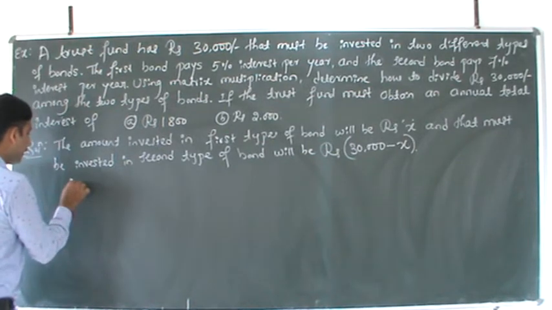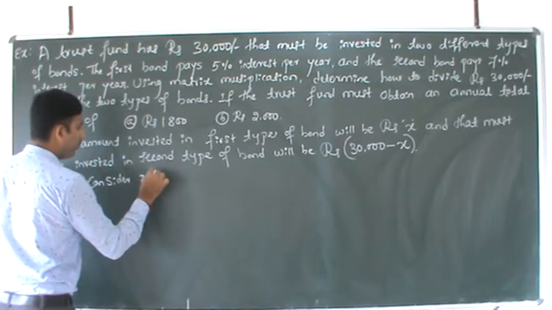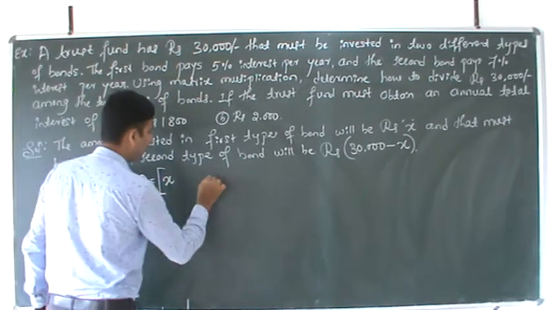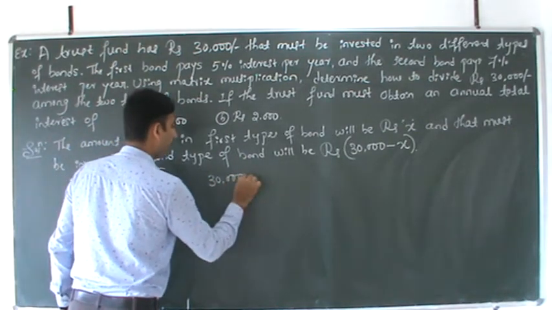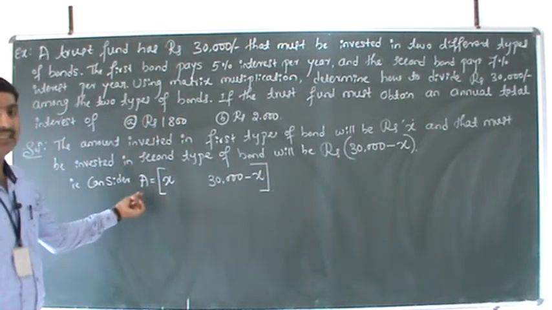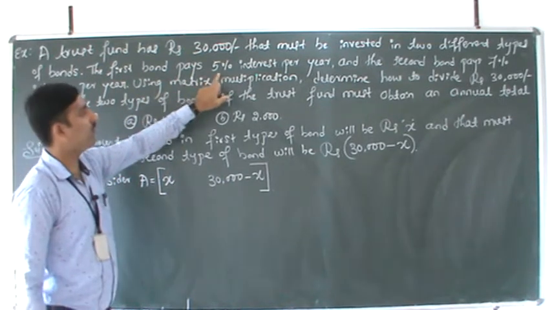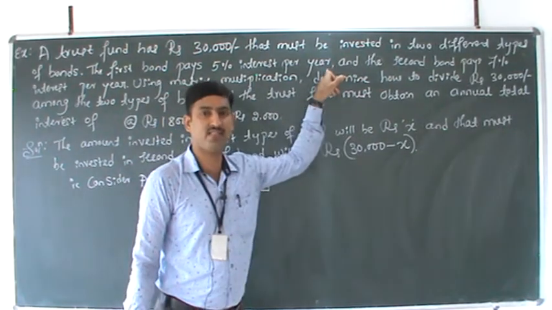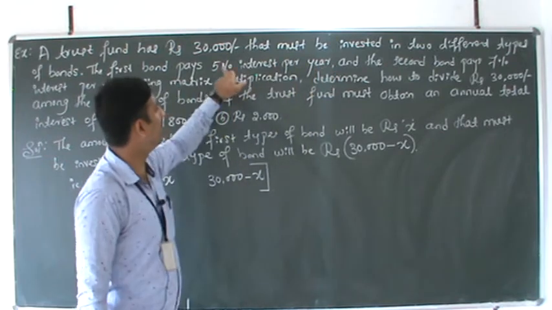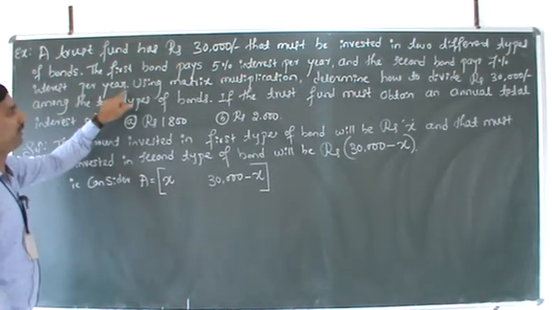That is, consider A is equal to the matrix with entries X, and after that, 30,000 minus X. You consider this as matrix A. After that, what is given? The first bond pays 5% interest per year. Percentage in the sense, you have to divide 5 by 100. Correct? 5% interest per year. And the second bond pays 7% interest per year.